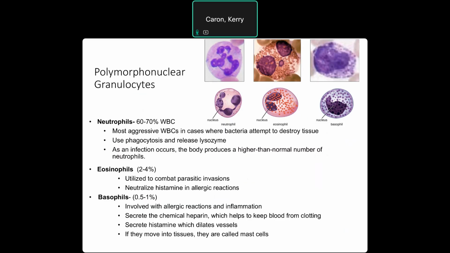Okay. Your basophils, there are a lot less of those, 0.5% to 1%. They're involved in allergic reactions and inflammation. They secrete a chemical called heparin, which prevents our blood from clotting. They also secrete histamine, which dilates blood vessels. Wait a minute. So basophils secrete histamine, causing kind of the symptoms that we get from an allergic reaction, and eosinophils kind of calm that down. They neutralize that. If a basophil moves into a tissue, then we call that cell a mast cell.